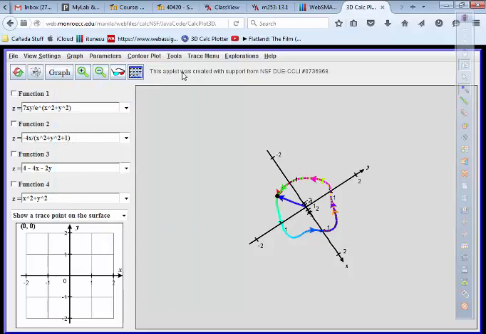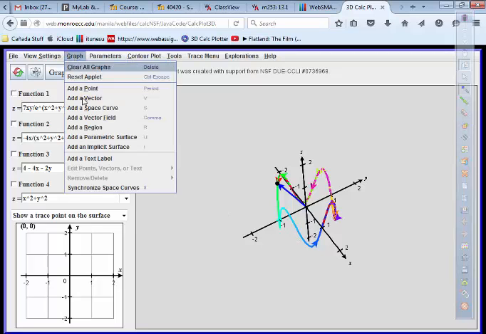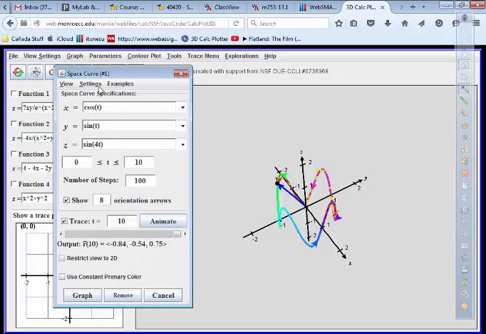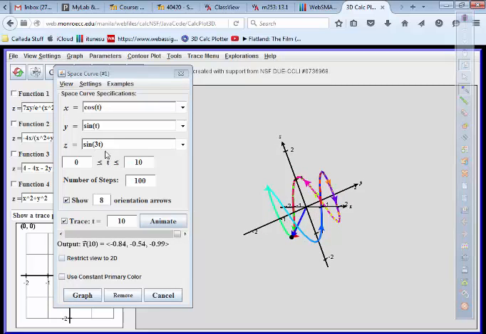So if for some reason you close this window, you can still see the graph there. You can always recover that window by selecting add a space curve, and then it'll open up that window again. It's the same window that we've been working with. If we throw in a number that's not divisible by 2 pi, I wonder if this is going to work. Let's see. Oh, it's still going to be smooth. I was wondering if it was going to break apart.